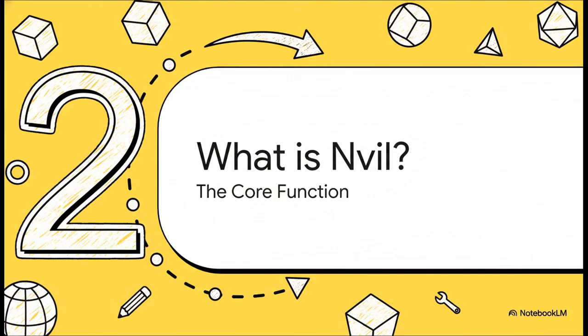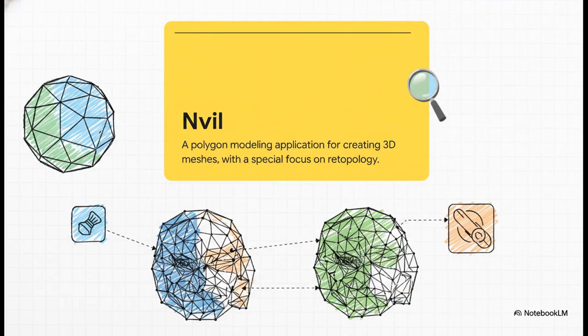So that leads us right to the next question. What exactly is Nvil? Let's break down what it does at its core. At heart, Nvil is your digital workshop for building and editing 3D meshes. But it has a special superpower, and that's retopology. So when you have a super high detail sculpt from something like ZBrush, retopology is the art of creating a clean, efficient, animation-friendly mesh right on top of it. And Nvil, well, it's built from the ground up to make that process as smooth as butter.